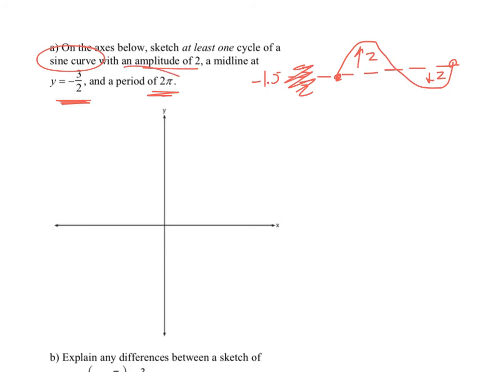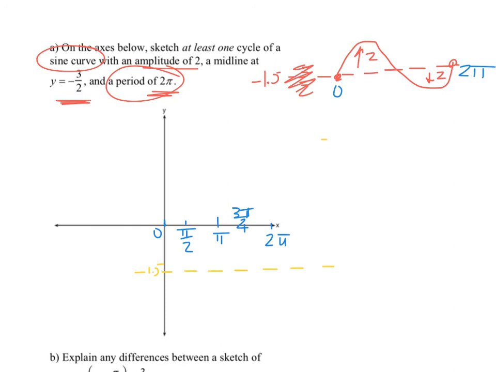And the period is 2 pi, which means that it takes 2 pi to make one full cycle. So that means this is 0 and this is 2 pi. So I'm going to first set up my graph. So I got 0, 2 pi, pi, pi over 2, and 3 pi over 2. I'm going to space this out so I can see what's going on. I know that negative 1.5 is really important because that's my midline.